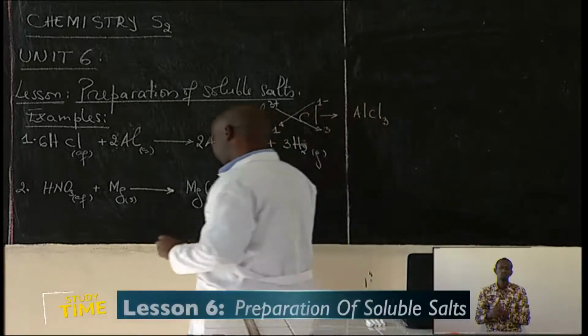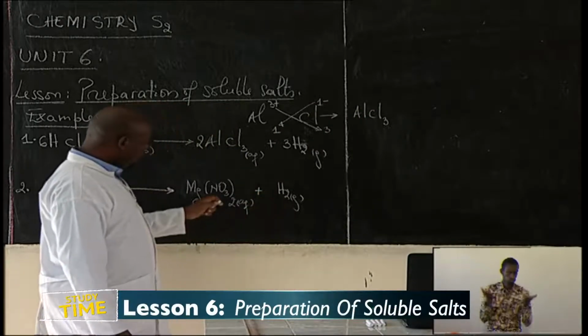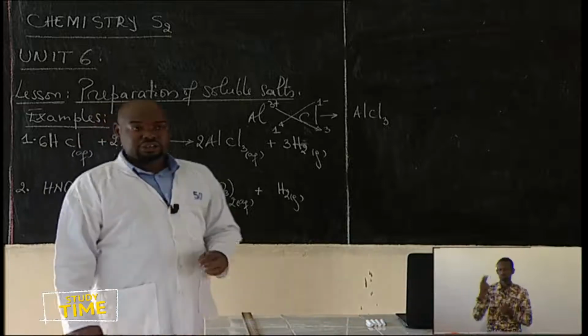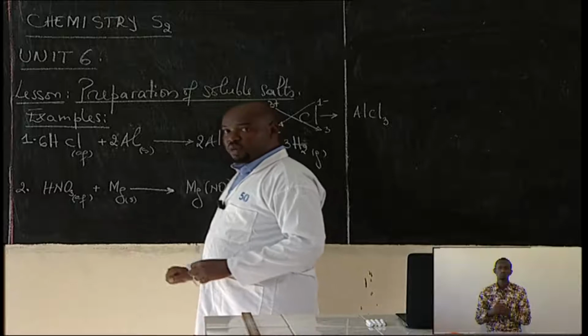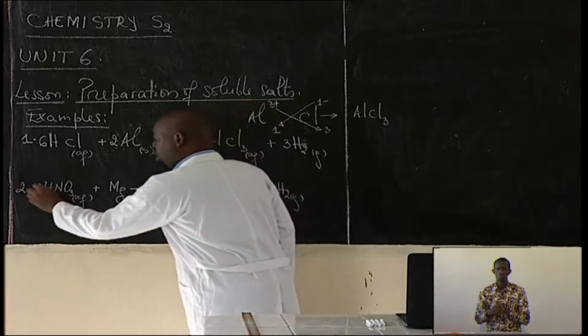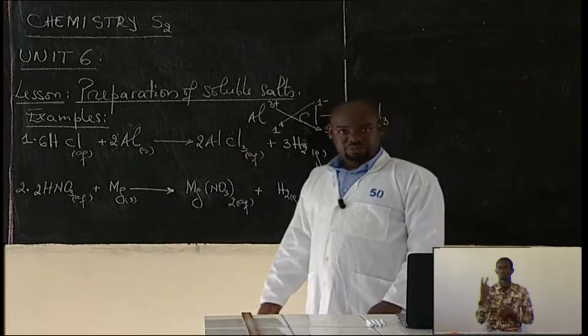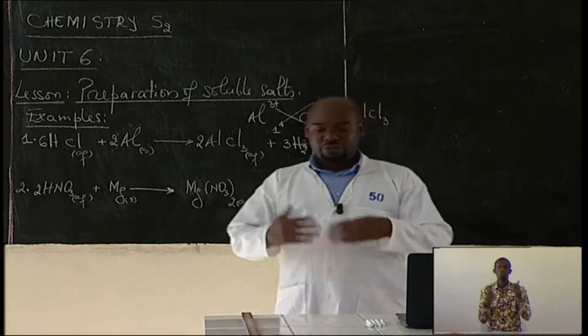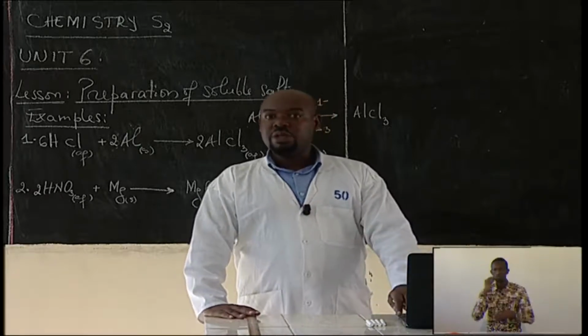And after this, we have to balance. We have 2 hydrogen atoms and 2 nitrate ions. And on the reactant side, we have 1, 1. So we put there 2. Like this, we have our equation balanced. You will have more exercises in the homework. So we go to the second method.